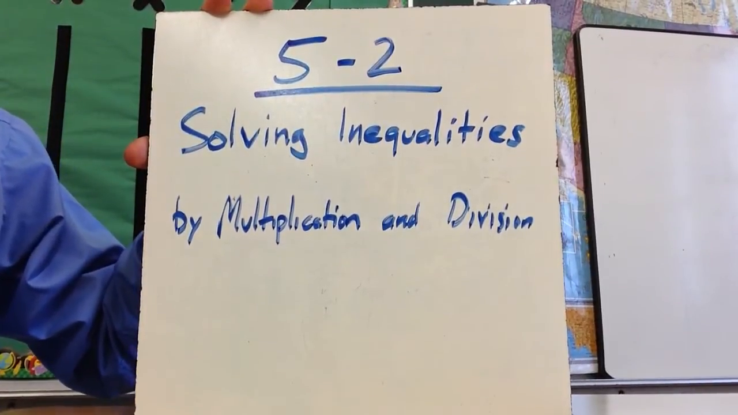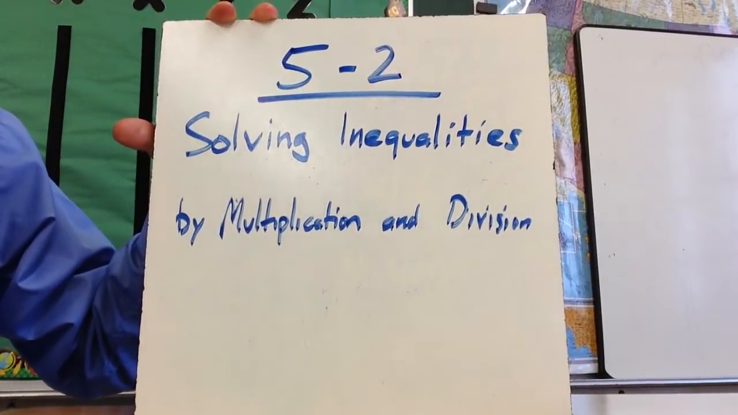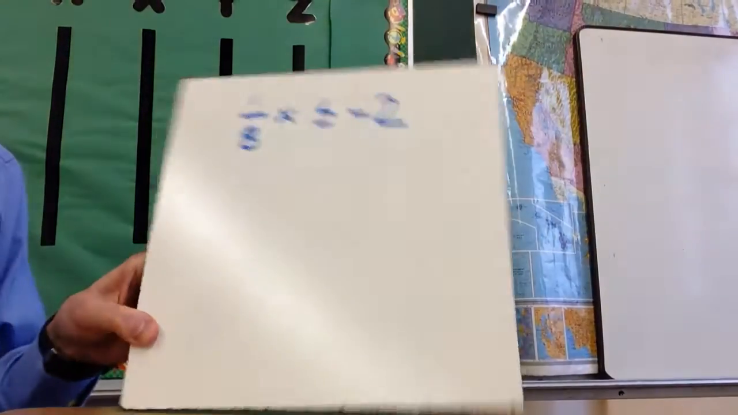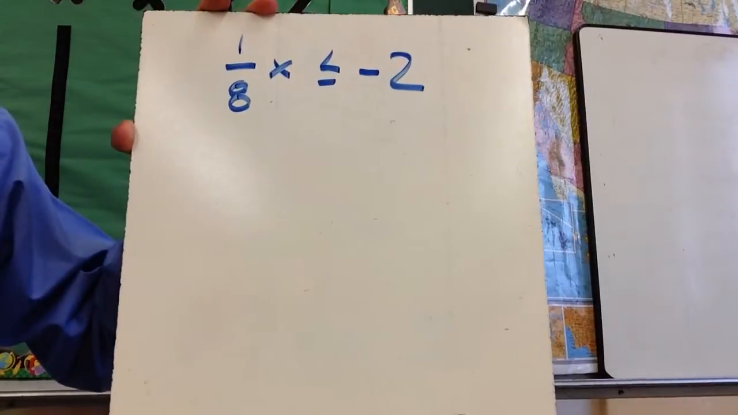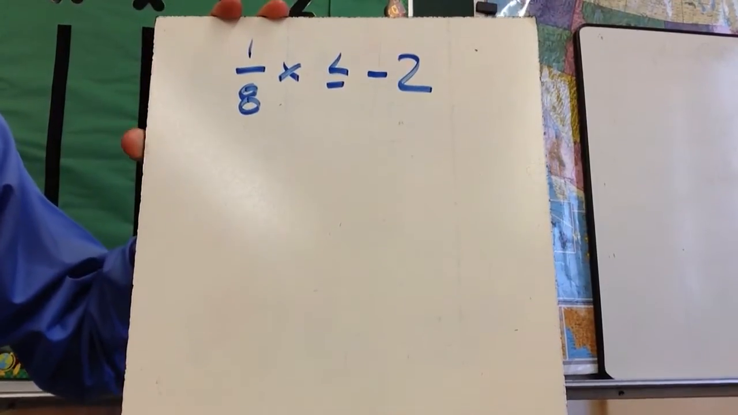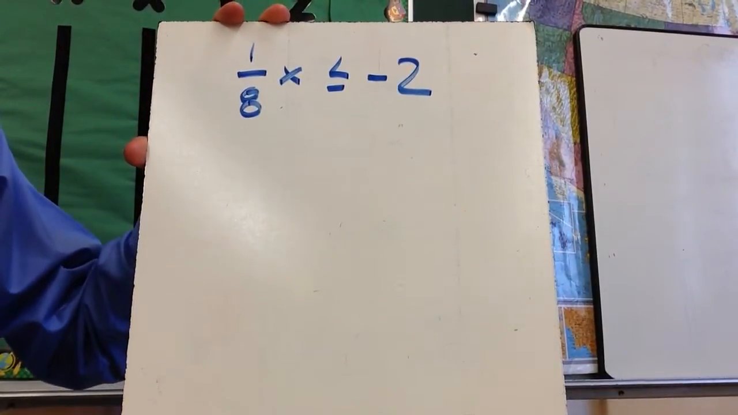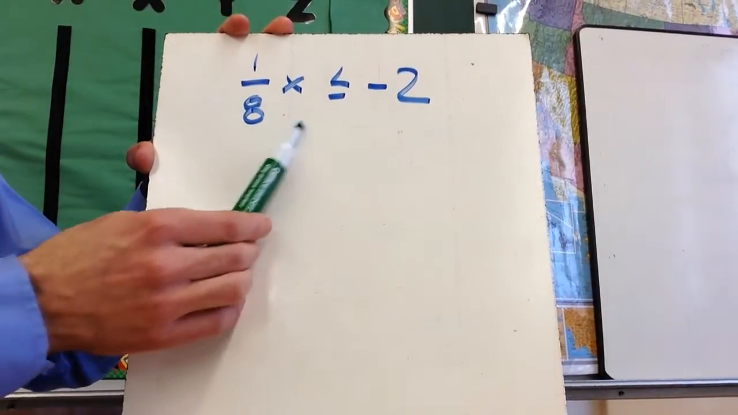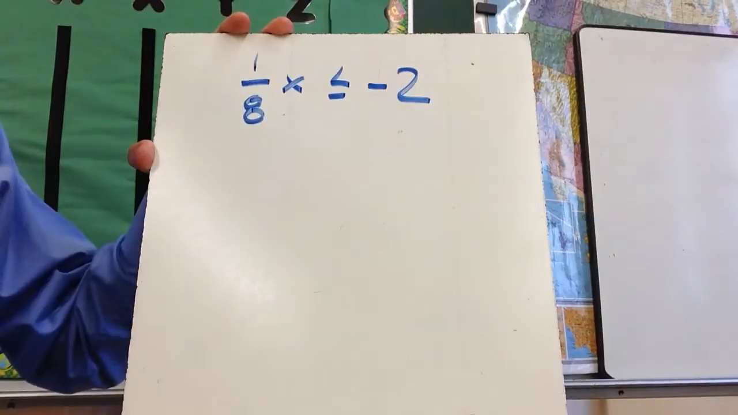This video will discuss Chapter 5.2, Solving Inequalities by Multiplication and Division. So this is very similar to what we did in the last lesson. The biggest difference here now is that instead of adding or subtracting, we're going to use multiplication and division. So again, this is going to give us a range of numbers. So this side is less than or equal to this side.